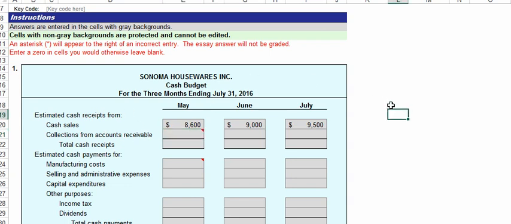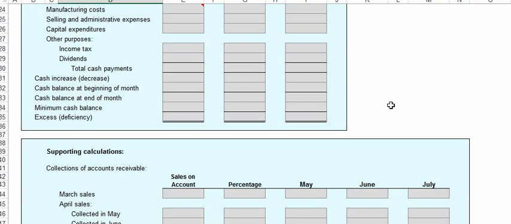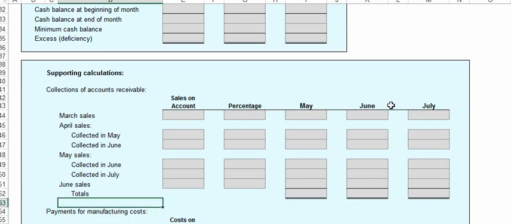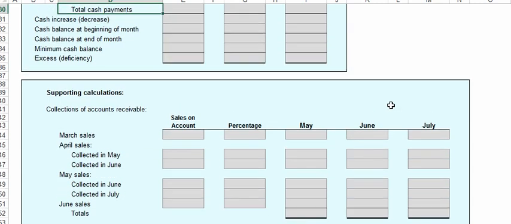So let's go to our chart. We have a separate chart to calculate collections from accounts receivable. Here we go, collections of accounts receivable. March, sales made on account. Well, total sales for March were 86,000. Minus cash sales gets us to, or excuse me, that was May. March sales made on account.